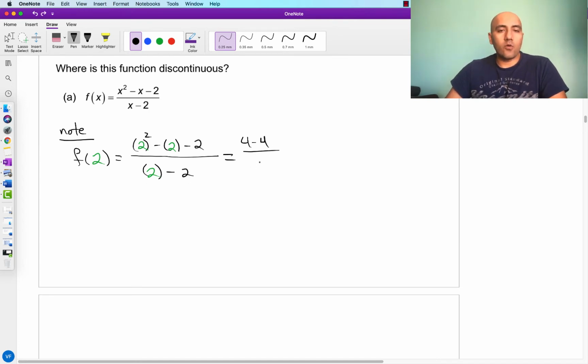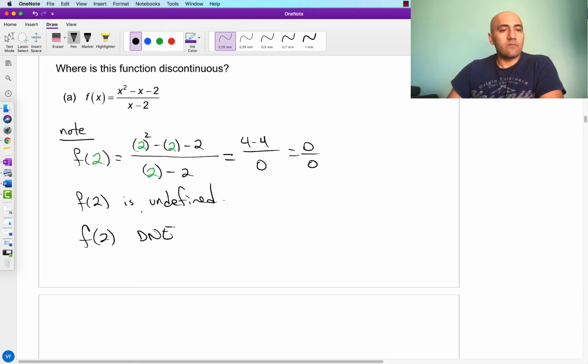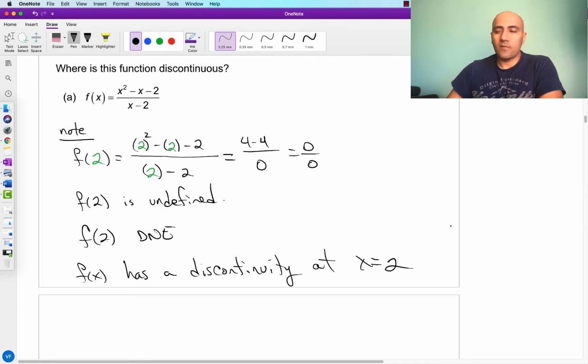4 minus 4 over 0, which then gives you a 0 over 0. What we can just conclude from here is that f of 2 is undefined, or does not exist. So from that I can conclude that this function, f of x, is going to have a discontinuity at x equals 2. F of x is discontinuous at x equals 2.